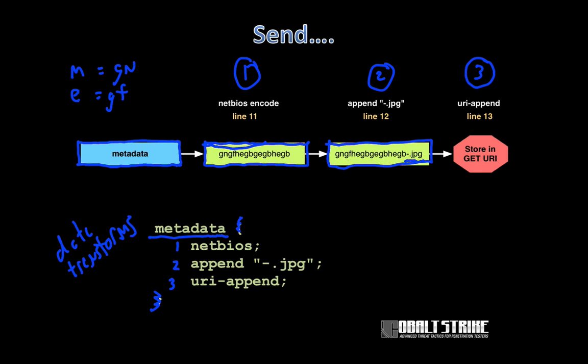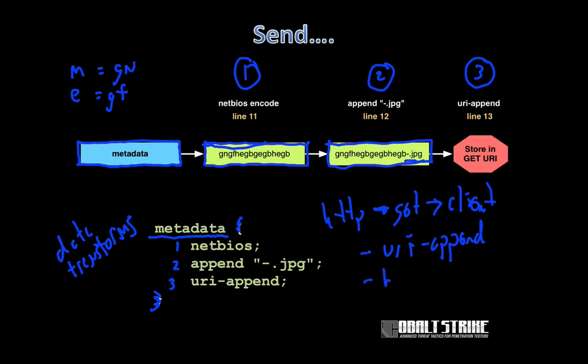And so different types of termination statements are available in different contexts. Here in a HTTP GET client block, we have the option of doing URI append to stick the resulting thing onto the end of the URL. We also have the option to stick the resulting thing into a header or a parameter. And if we're doing an HTTP post to send our data back, we have the option of using print as a terminating statement as well. So again, a lot of flexibility.